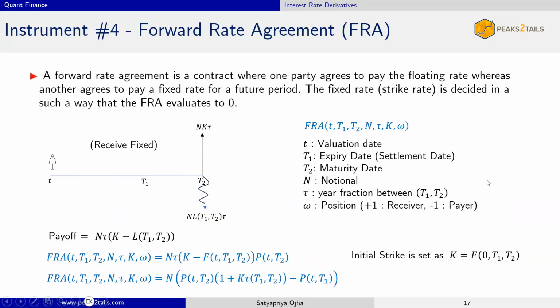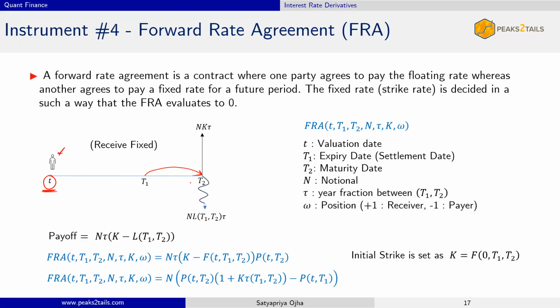Okay, good stuff. Forward rate agreement. The idea of a forward rate agreement is very simple. You are betting on a rate that is happening in future, T1 to T2. There is a rate between T1 and T2. We don't know that yet. We can only calculate the forward rate between T1 and T2, standing at time t. So this is the valuation date, small t.